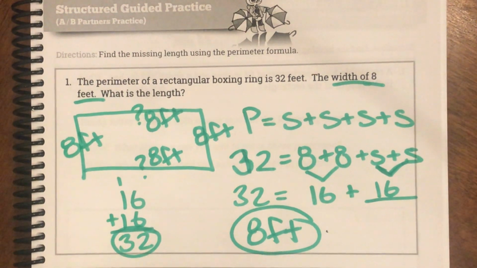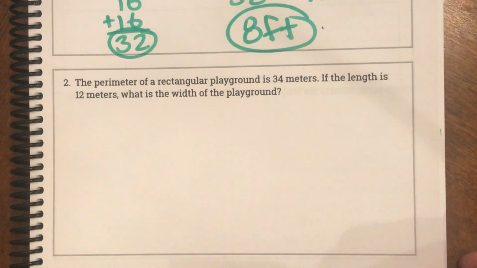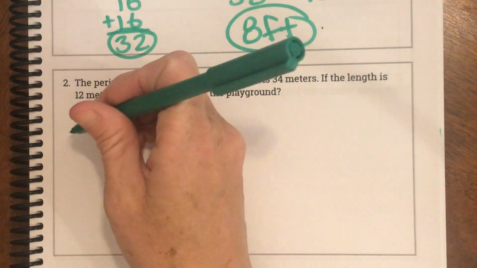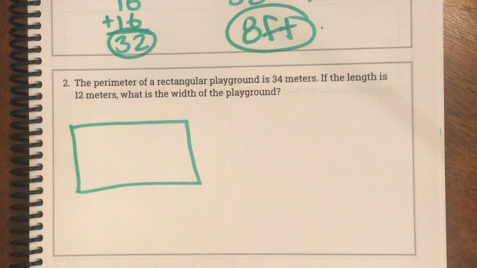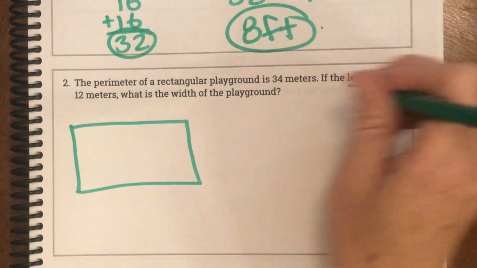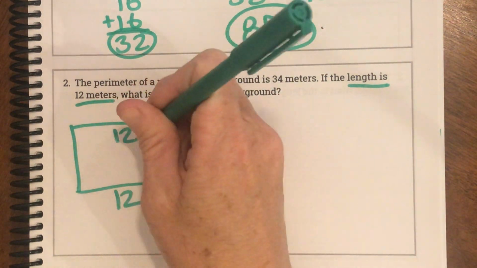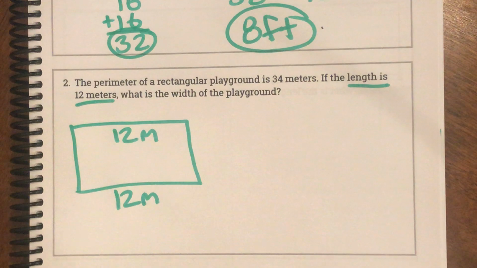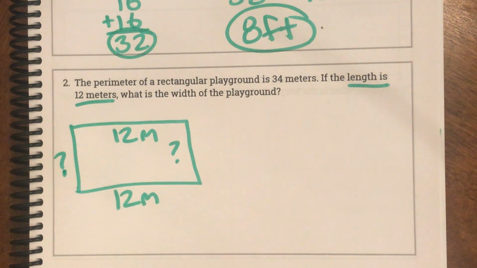Okay, let's do our last one. And it says, the perimeter of a rectangular playground is 34 meters. The length is 12 meters. What is the width of the playground? Okay, so let's draw it. And what do we know? We know the length is 12 meters, and length is our long side. And we don't know our width. So I'm going to put question marks.